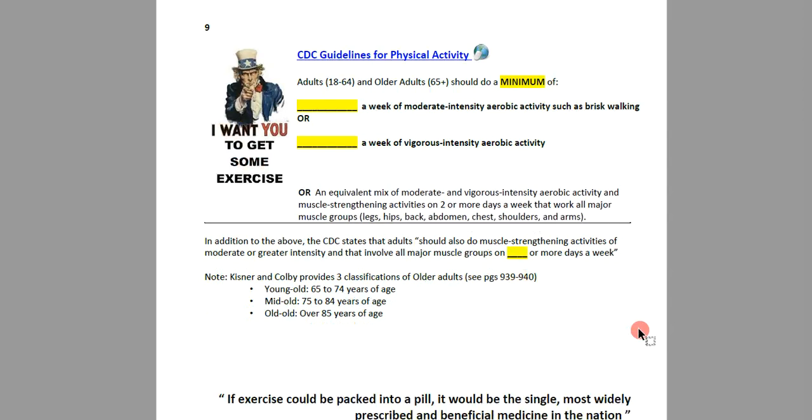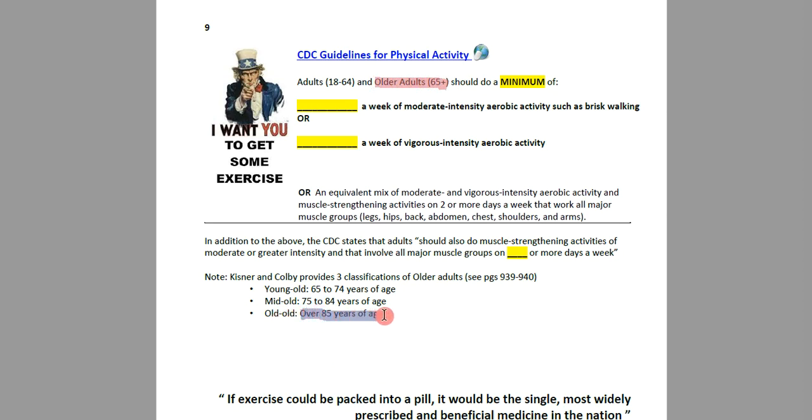In terms of the CDC guidelines, these guidelines have been around for many years and they really haven't updated the overall numbers for that. A couple of things to point out on this slide and this information. The CDC does classify adults as 18 to 64 and does classify older adults as anything 65 plus. However, the textbook has some interesting terminology for this.